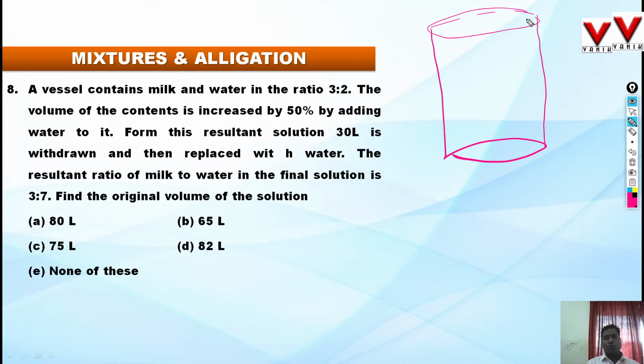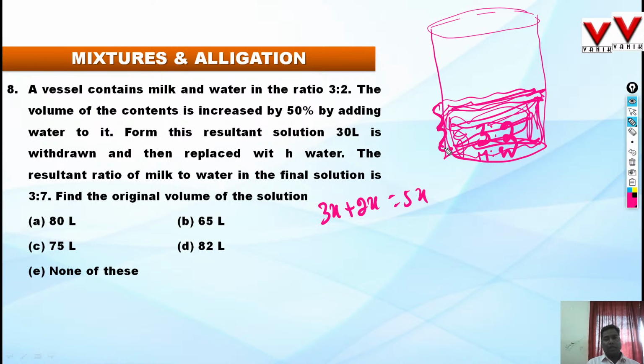In this container, this part is filled by the mixture. The volume of the contents is increased by 50%. It is 3 and it is 2. Then 3x plus 2x is equal to 5x. This part is 5x.